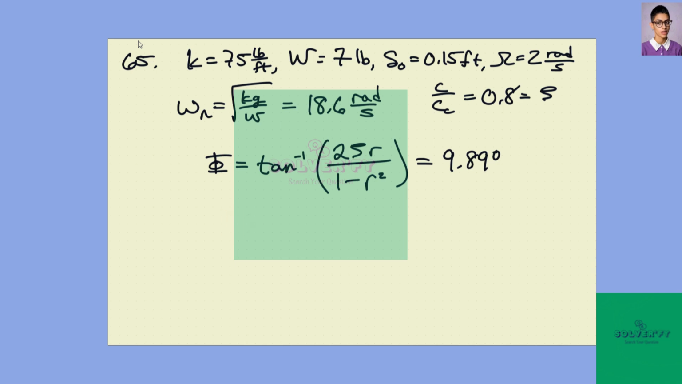Anyway, we can find the phase of the response, which is basically the shift in time from the excitation to the response. That is the inverse tangent of 2 zeta r over 1 minus r squared, where r equals the forcing frequency divided by the natural frequency. We can calculate that because we have everything.